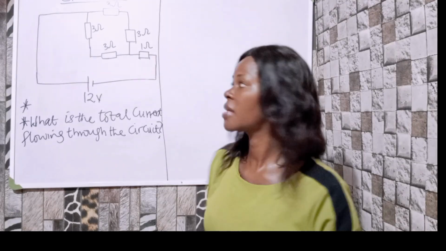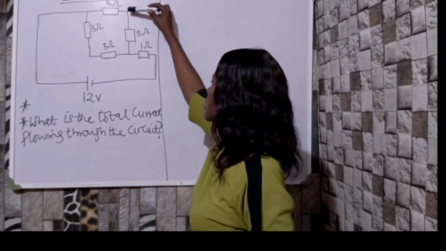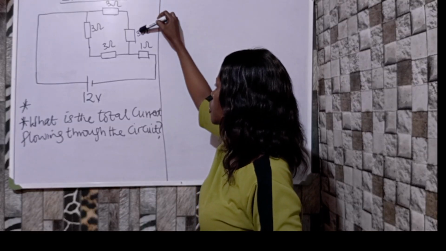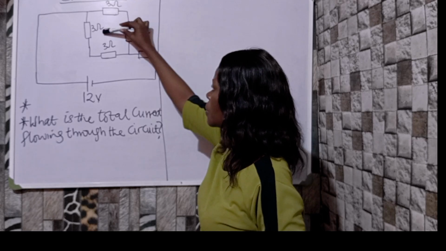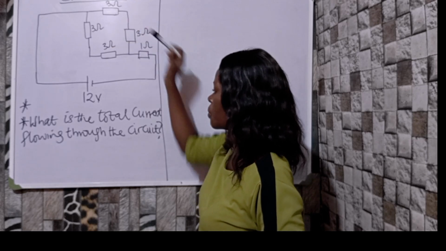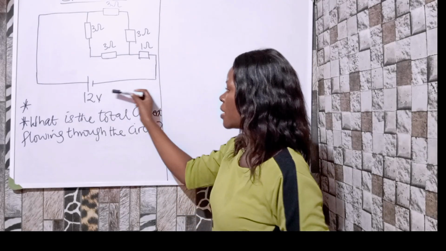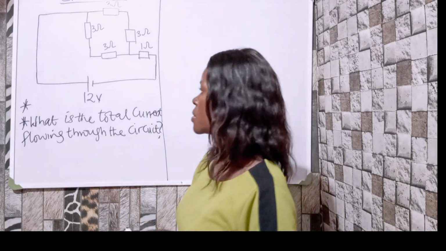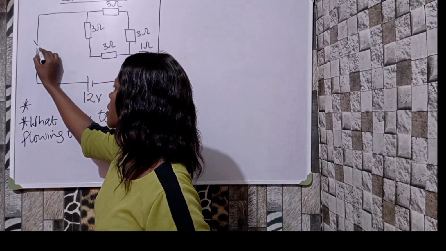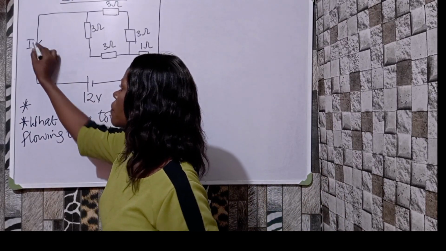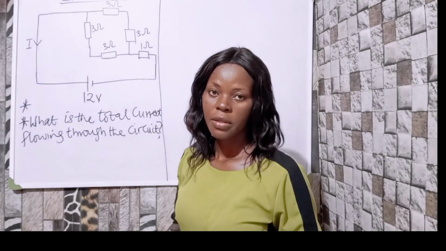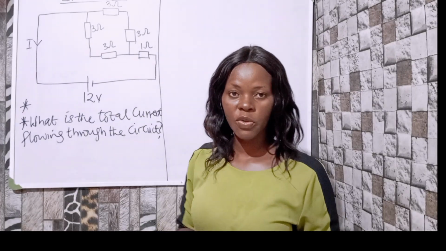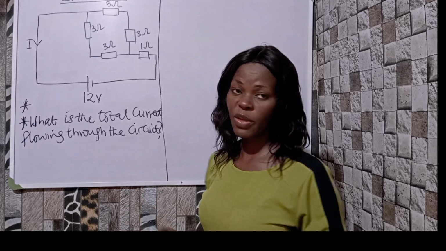Alright, let's look at this second example. Now we have 3 ohm, 3 ohm, 1 ohm, 3 ohm, 3 ohm. Okay, they are all connected across a 12 volt cell. So we have to find the total current flowing through the circuit. Okay, so for us to be able to do that, we are going to use the same method.